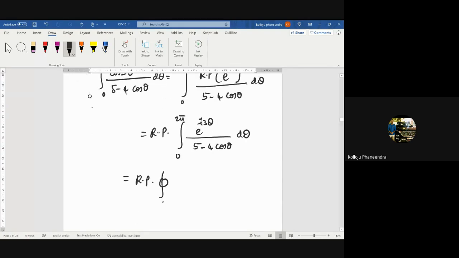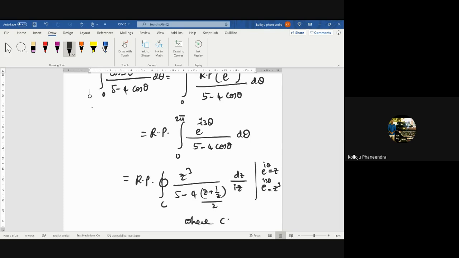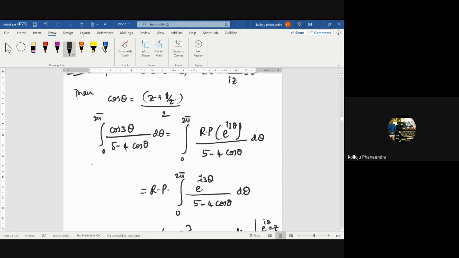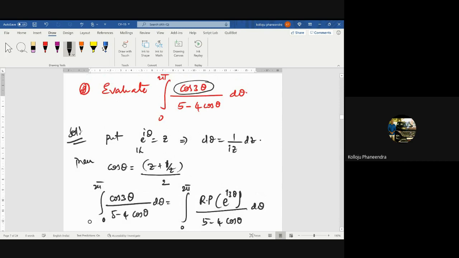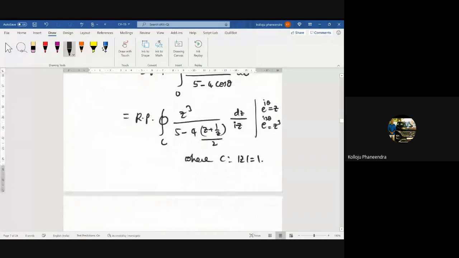So that is equal to the real part of the integral over C. I'm substituting now. e power i theta is z, so e power i 3 theta is z cube. So simply write z cube by 5 minus 4 times z plus 1 by z by 2, and d theta is dz by iz, where C is mod z equal to 1, the unit circle. If I substitute this, then mod z is 1. These are the substitutions.